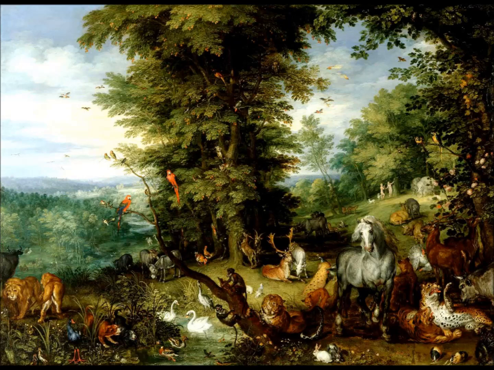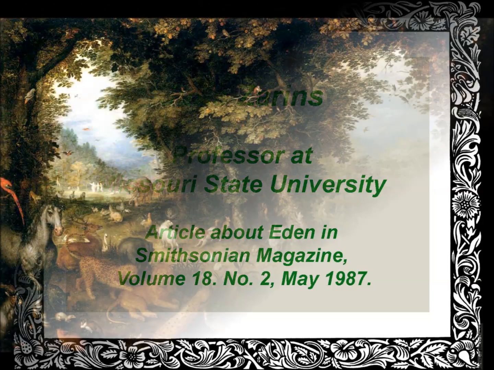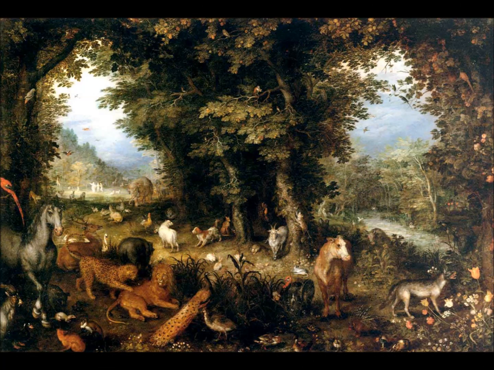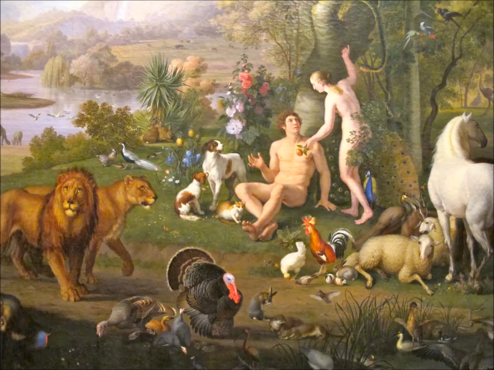The modern countries of Iraq and Syria cover the majority of what was the Fertile Crescent. While the Fertile Crescent was a large area, a researcher named Juris Zarins, an archaeologist and professor at Missouri State University, has developed a theory that locates Eden in a very specific spot within the Fertile Crescent. This theory has been published in journals, been on TV, and is also covered in at least a couple of YouTube videos.